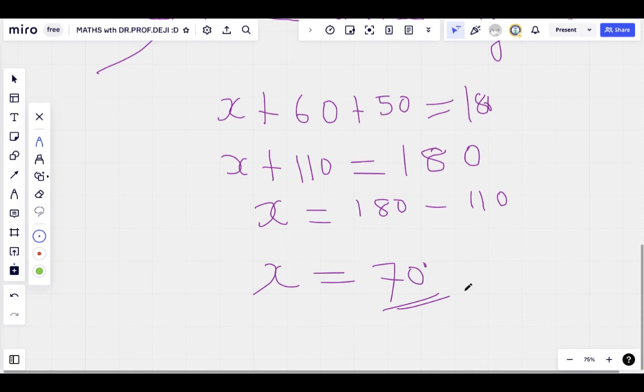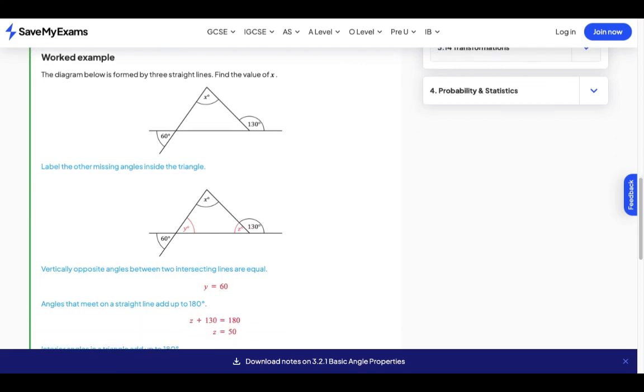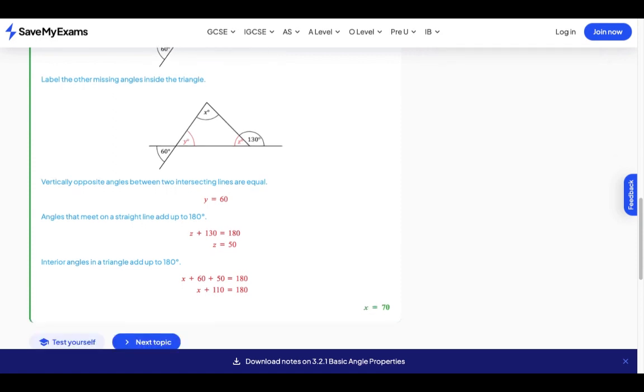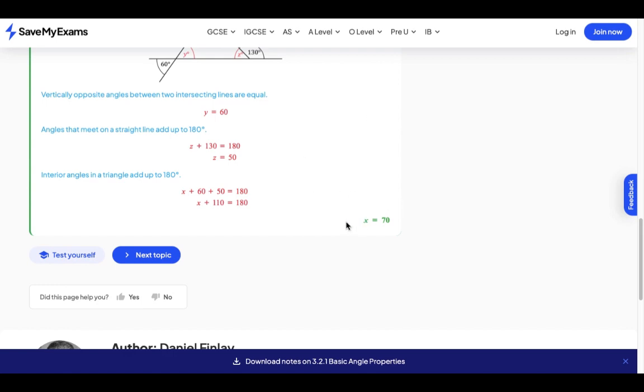Is that okay? Let's take another question quickly because we have to run through. X equals 70 degrees. Look at it. X equal to 70 degrees. Okay? So we move on to the next one quickly.